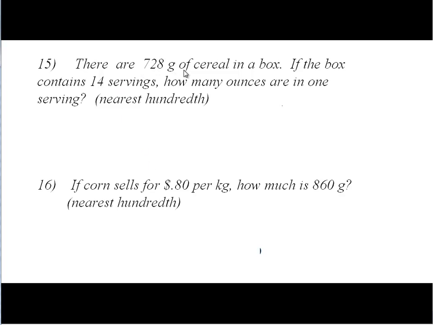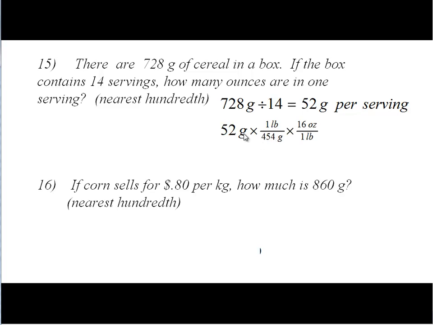728 grams of cereal in a box, and that's 14 servings. So if you'll divide that out first, you'll find out how many grams it is, and then we can convert it. So 728 divided by 14 makes 52 grams in a serving. Now we can take our grams, 52, and multiply by the ratio of pounds and grams: 1 pound is 454 grams. So your grams are canceling. And then we want to get to ounces, and there are 16 ounces in 1 pound, so those cancel. So you take your 52 divided by 454 times 16 comes out to be 1.83 ounces.